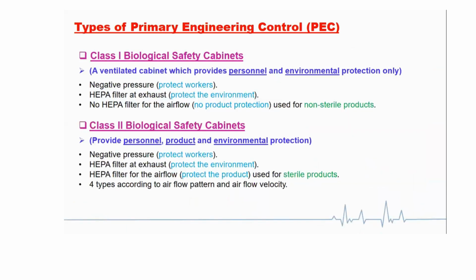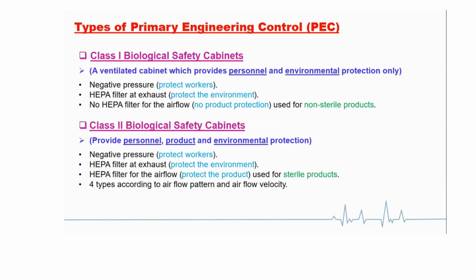Class 1 biological safety cabinet is a ventilated cabinet which provides personnel and environmental protection only. It has a negative pressure, so it protects workers, and a HEPA filter at the exhaust, so it protects the environment, but no HEPA filter for the airflow inside the hood, so no product protection and so it is used only for non-sterile preparations.